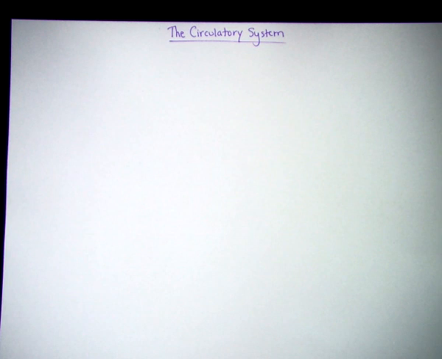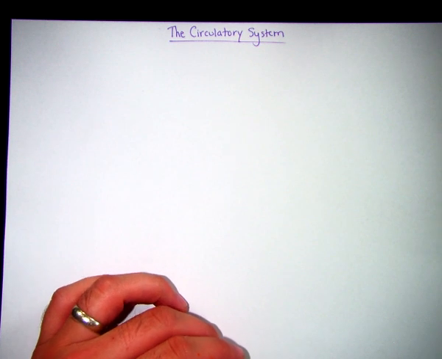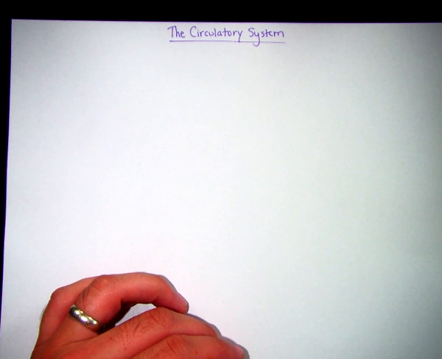The circulatory system is different from the integumentary system, but both are involved in the healing of a wound. So in this lesson, we're going to talk about three things. Just like the integumentary system has three parts or three layers, the circulatory system has three parts.